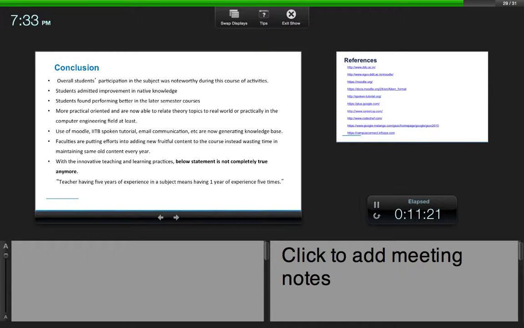The use of Moodle, IITB spoken tutorial, and email communication is now generating a knowledge base. So year by year, from different students and different faculties, more and more good content is added, and that is why if we say teaching with 5 years of experience in a subject means having 1 year of experience 5 times, that's not true anymore because the knowledge base is growing.